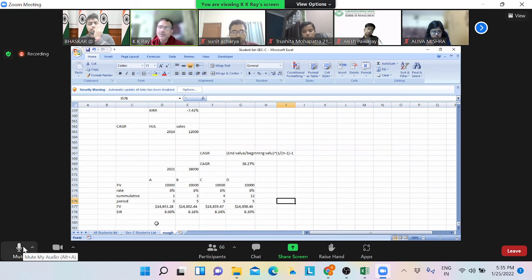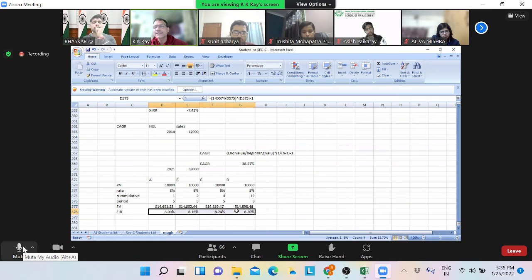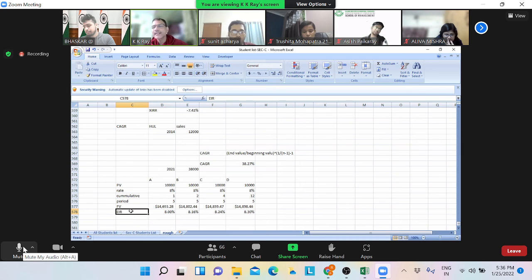You might have seen your National Savings Certificate. They are offering quarterly compounding. Sometimes that is monthly compounding. Sometimes that is half yearly compounding. All that. So in that case, we need to find out the effective interest rate. How is that calculated? 1 plus R divided by the number of times compounding in a year, to the power number of compounding, minus 1. So this is effectively the rate that we need to calculate.